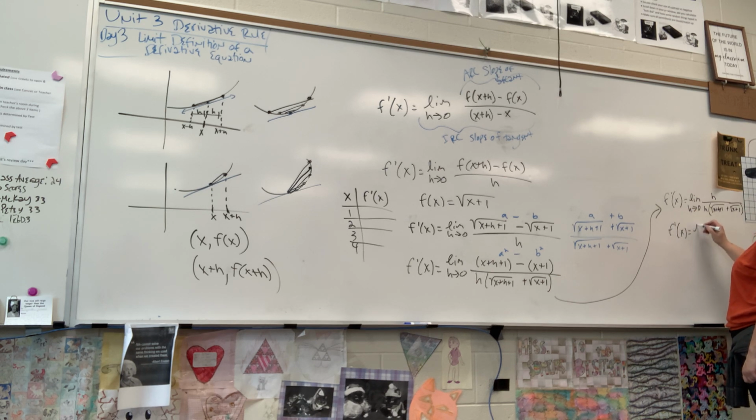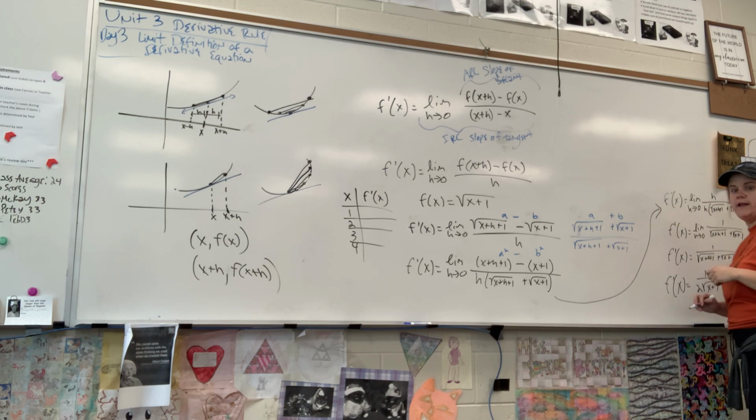Can you go further? Because now you have rotations, and no, because the h's cancel. Yeah, so now there's no one here. You're right. So I got 1 over 2 square root x plus 1. Oh, there's a 2.